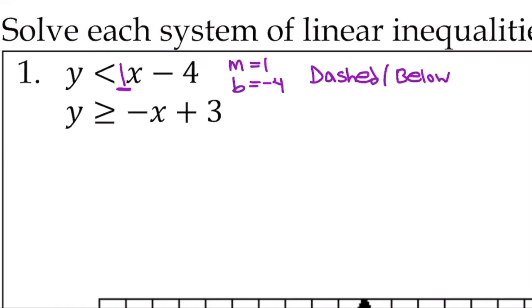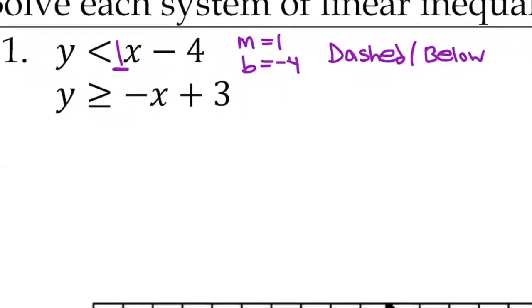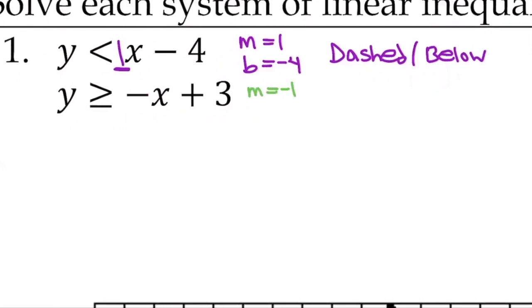All right, now for our other equation, I actually recommend using a different color, just so you can see the shading. Same idea, I'm going to do my slope, which is -1, and my b value, which is +3. Now looking at my inequality sign here, I can be equal to it, which means that it's going to be solid. And because it's greater than, that tells me I'm going to shade above.